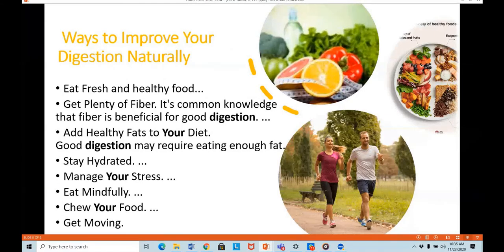Ways to improve your digestion naturally. Eat fresh and healthy food. Get plenty of fiber. It's common knowledge that fiber is beneficial for good digestion, and add healthy fats to your diet. Good digestion may require eating enough fat. Stay hydrated, manage your stress, eat mindfully, chew food, and get moving.